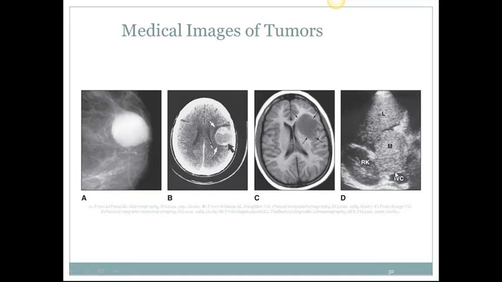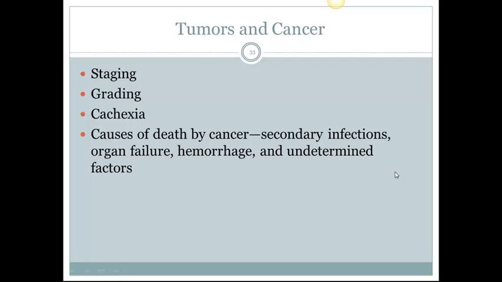Tumors and cancers: there's staging, which classifies tumors by size and extent of spread. Grading assesses the likelihood of the pattern of the tumor and how it develops. And cachexia is a syndrome including loss of appetite, loss of weight, and general weakness, which normally comes along with cancers and their treatment.